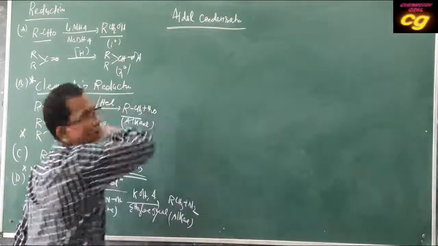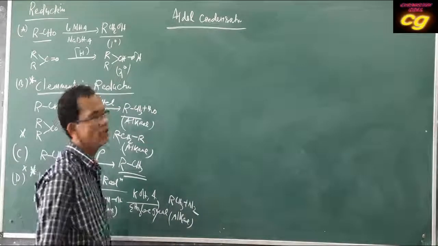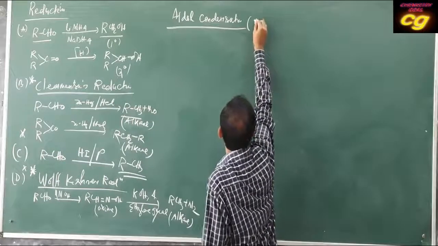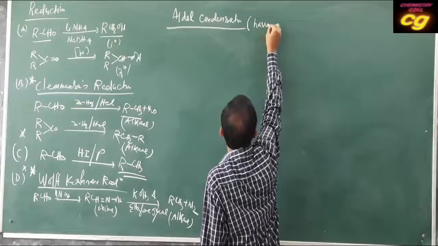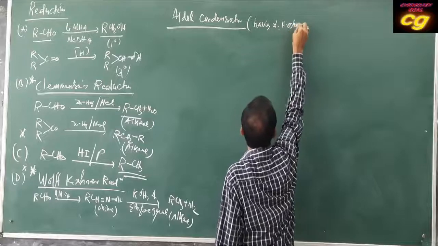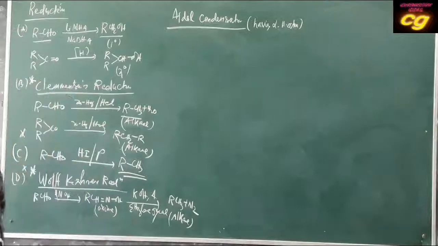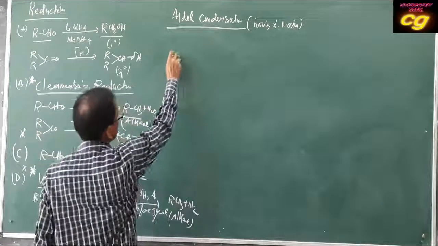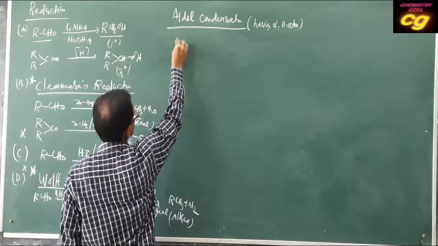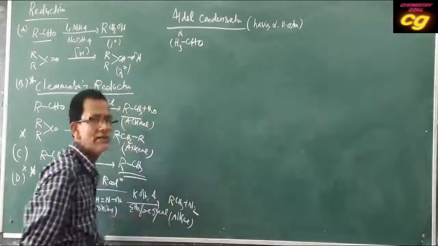It is also one important name reaction, aldol condensation. What is the rule? The aldehyde or ketone must have an alpha hydrogen atom. If the aldehyde or ketone has an alpha hydrogen atom, then it reacts and gives aldol condensation. Here, what is the reaction? Suppose you take the aldehyde CH3CHO; it already has alpha hydrogen atoms.